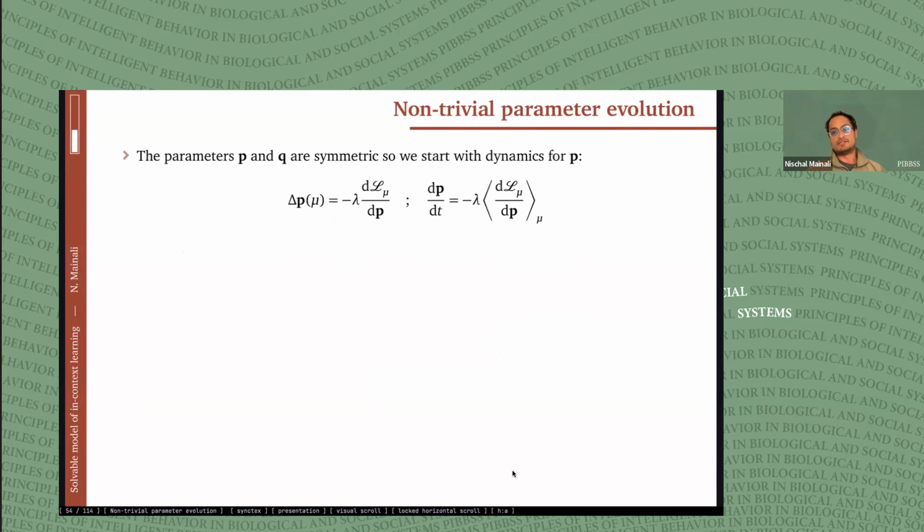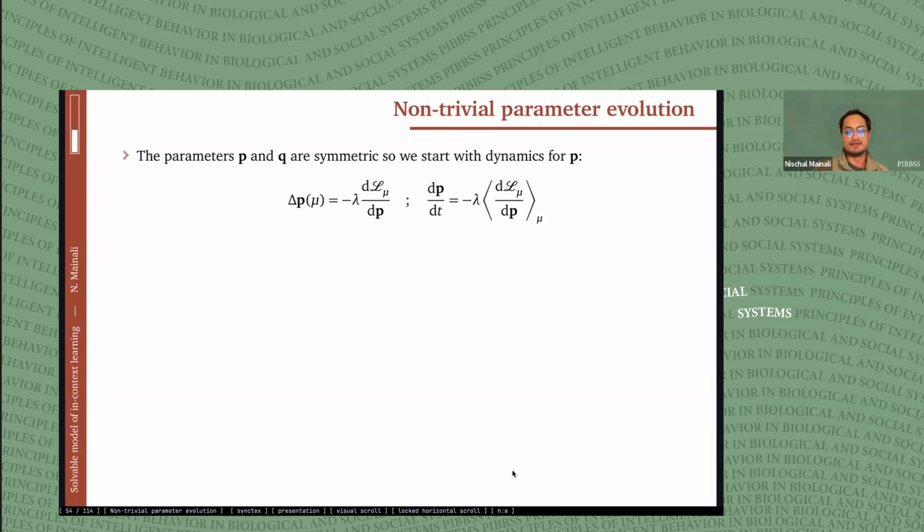Cool. So, non-trivial parameter evolution. I showed you, and I'm going to ask you to take my word for it because it's just a technical lemma, that there are these two parts that matter, P and Q. And again, their dynamics have both an update, for example, SGD update on the right, that can be written like that.